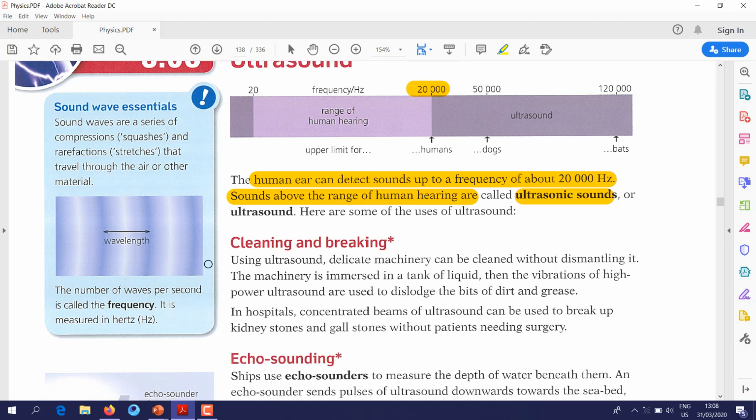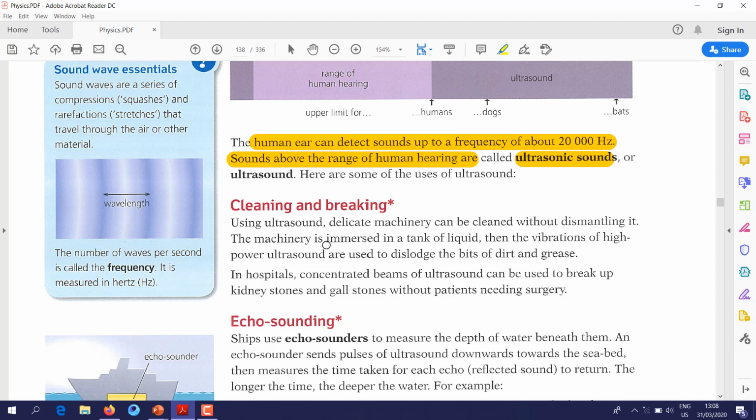Here we have some uses of ultrasound, or what we use ultrasound for, or how we can benefit from ultrasounds. Cleaning and breaking. Using ultrasound, delicate machinery can be cleaned without dismantling it. The machinery is immersed in a tank of liquid. Then the vibrations of high power ultrasound are used to dislodge the bits of dirt and grease.